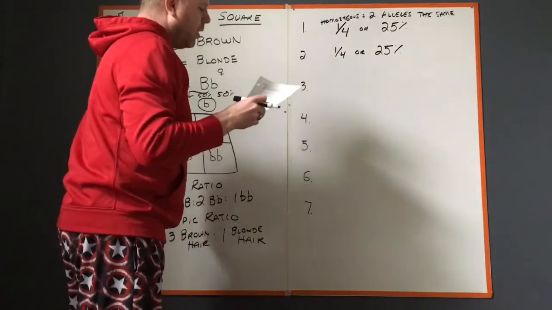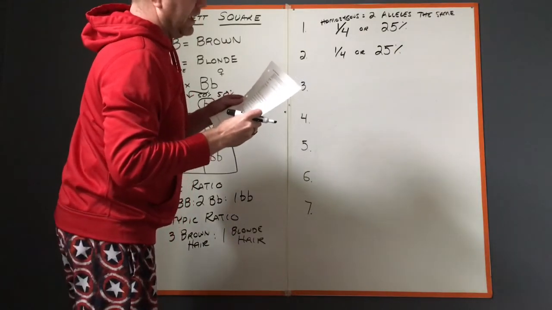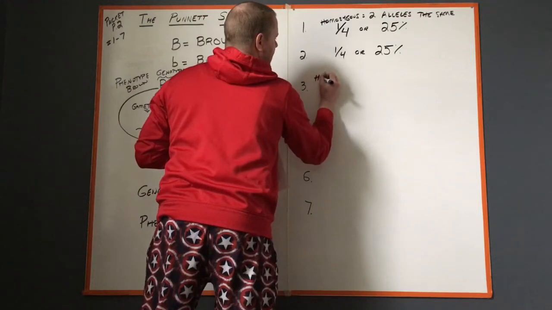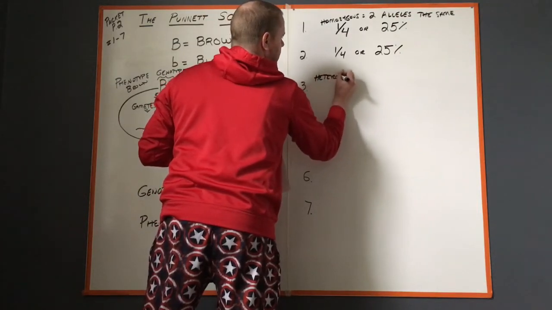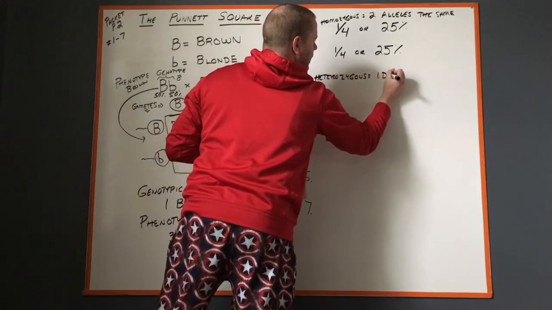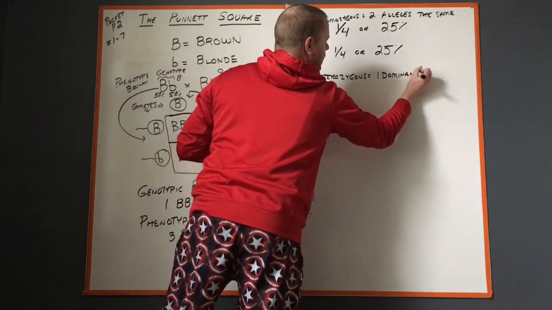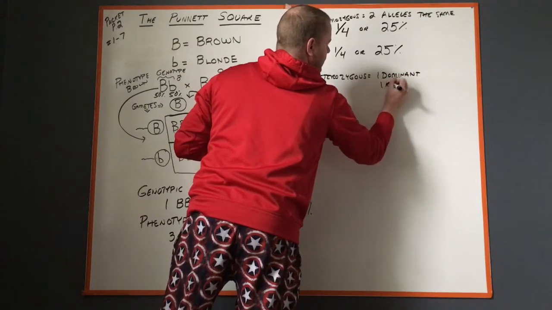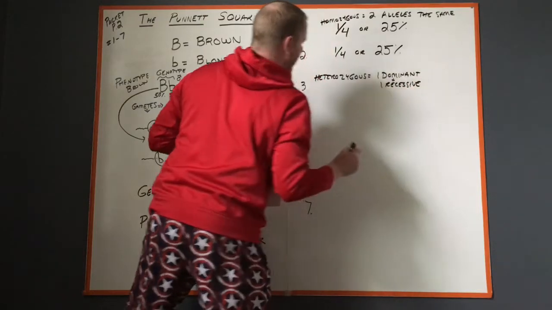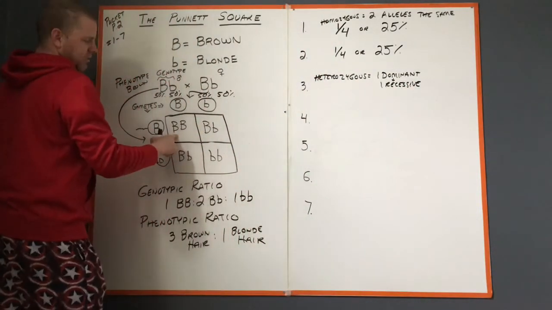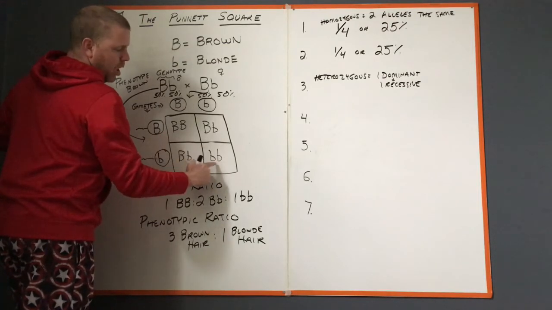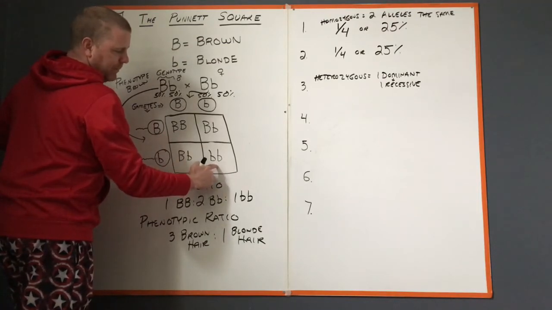Number 3, what are the chances of the offspring being heterozygous brown-haired? Now, heterozygous means one dominant allele and one recessive. Okay? So what we're doing is we're looking for that situation. Well, this is homozygous, we already declared. And this is homozygous too. This is homozygous brown, homozygous blonde. It's the only way to be recessive.